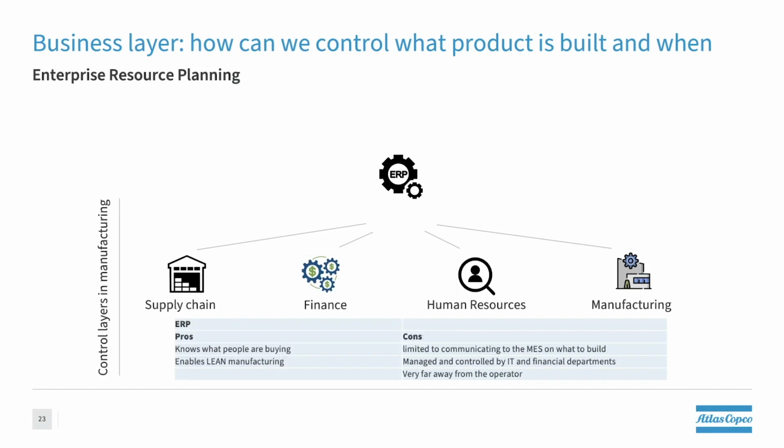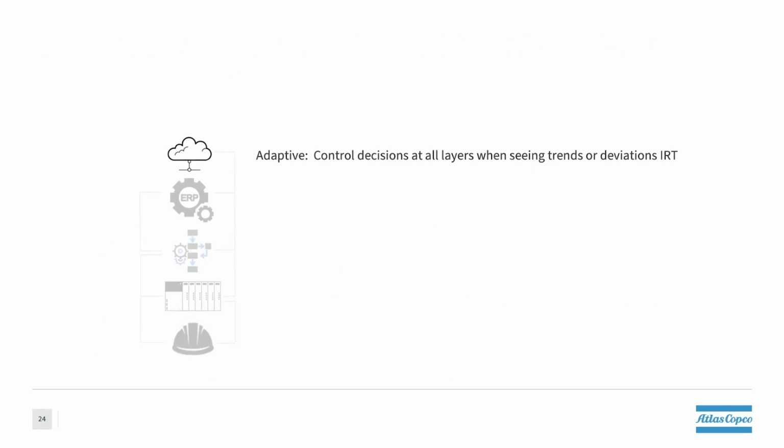Pros and cons of the ERP system: the ERP knows what people buy and it does enable lean manufacturing, but the cons are control is limited to communicating only with the MES as to what to build. It's managed and controlled by IT and financial departments. This may be a pro depending on how you look at it, since the ERP system's not designed for controlling the entire manufacturing environment.